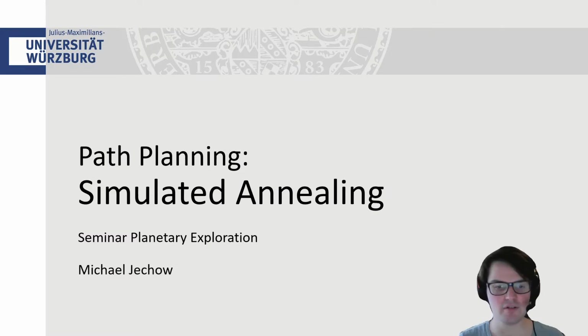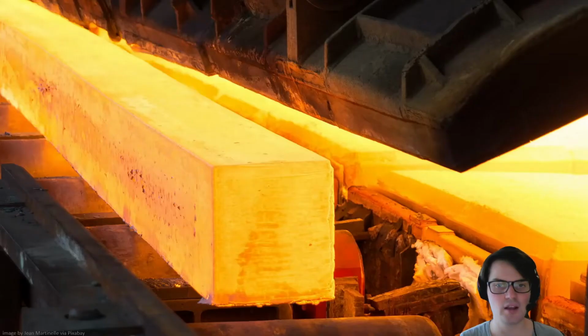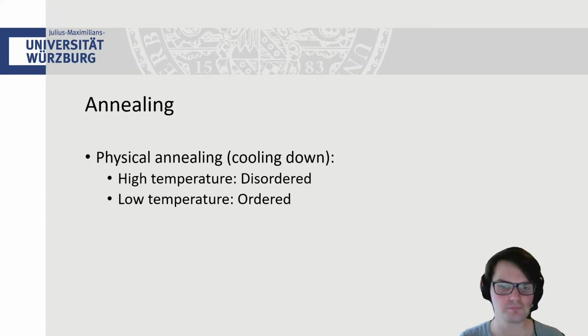So let's get back to our glowing piece of metal. What is actually happening here? In materials science, this is called annealing. Basically, annealing is a process of cooling down.